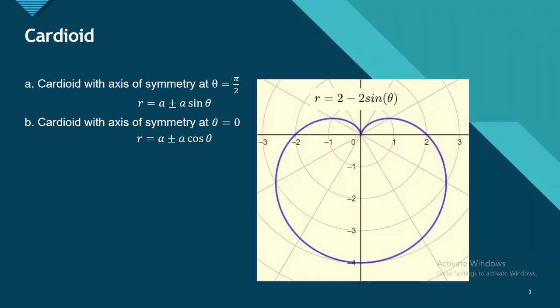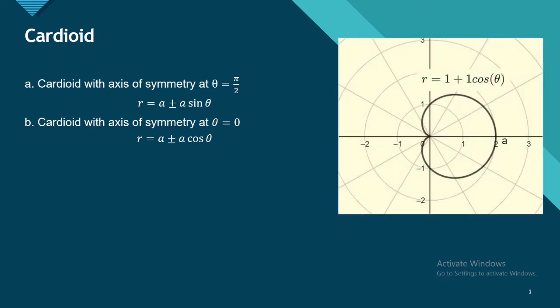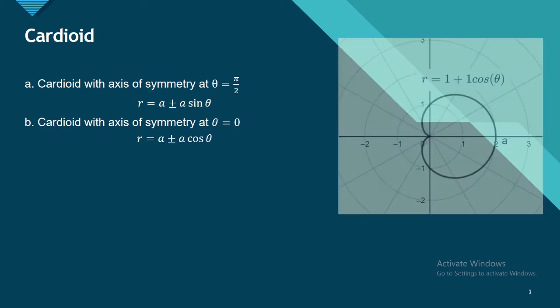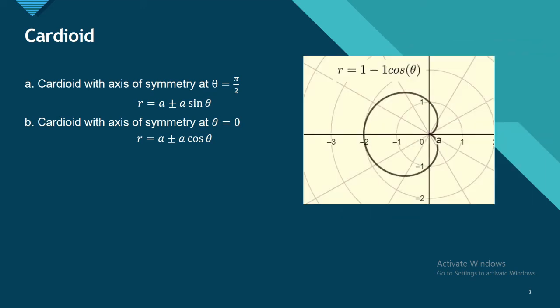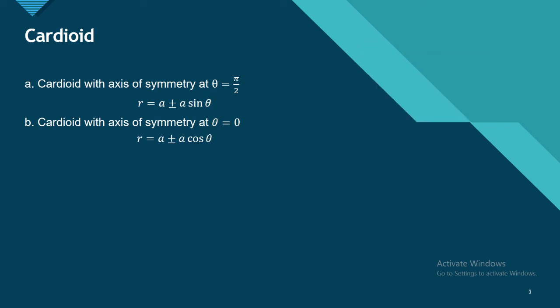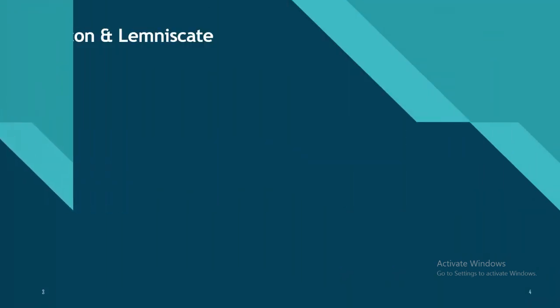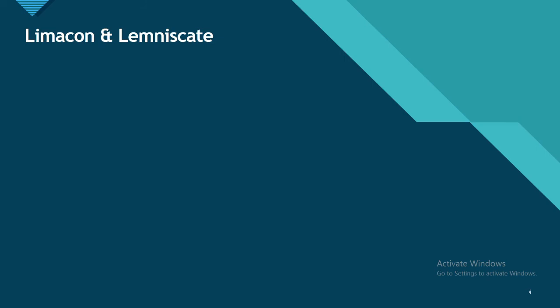So this one is for r is equal to 2 minus 2 sine theta. This one is for cosine, 1 plus 1 cosine theta. And this is for 1 minus 1 cosine theta. Limacon and Lemniscate.